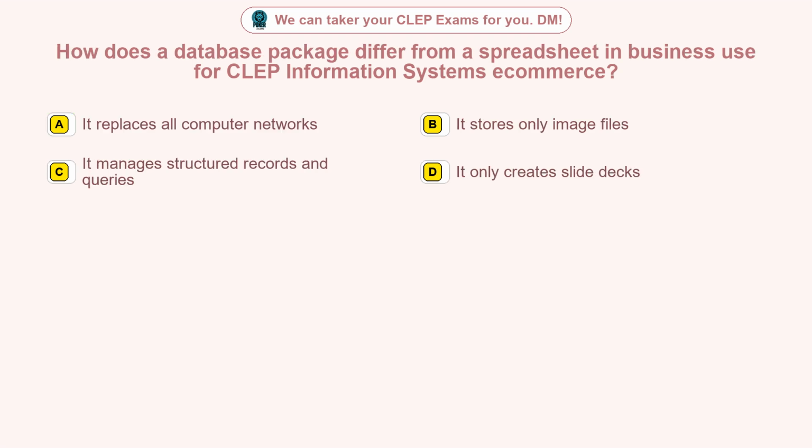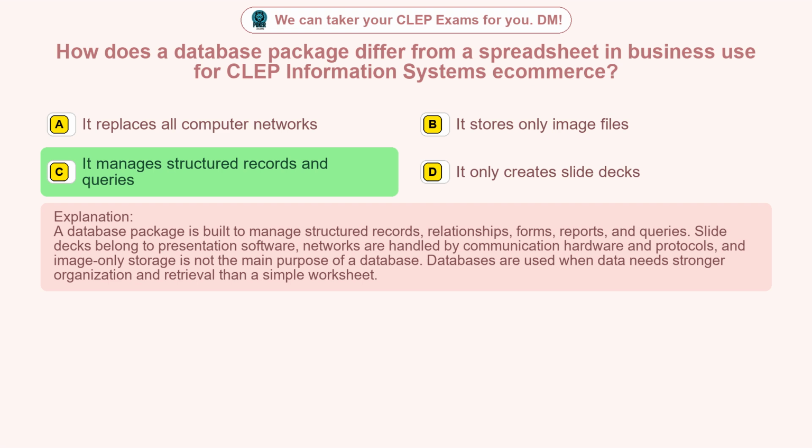Question 2. How does a database package differ from a spreadsheet in business use for CLEP Information Systems Ecommerce? Option A. It replaces all computer networks. Option B. It stores only image files. Option C. It manages structured records and queries. Option D. It only creates slide decks. The correct answer is option C. It manages structured records and queries.